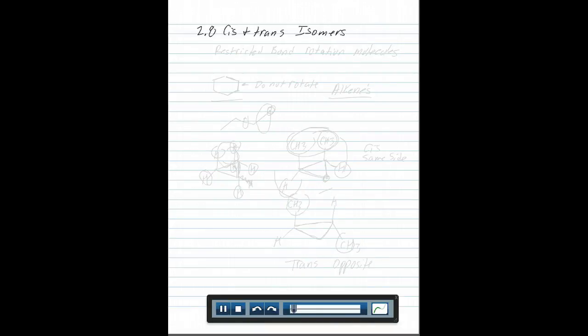All right, now section 2.8, we have what's called cis and trans isomers. Cis and trans isomers only occur on restricted bond rotation molecules. I know it sounds a little weird, but it's basically molecules that have a restricted bond rotation.